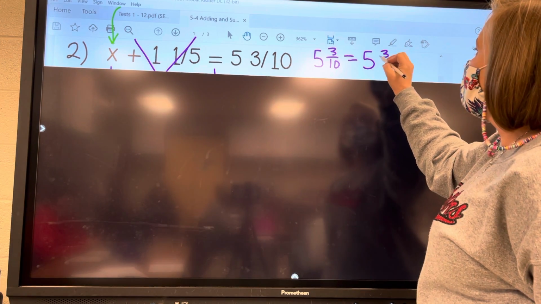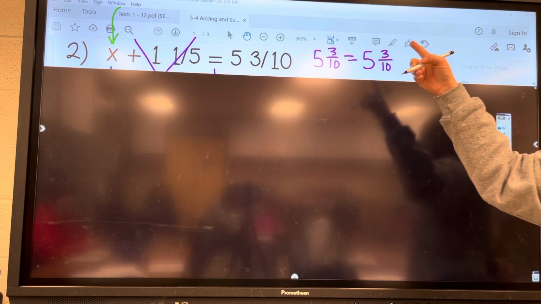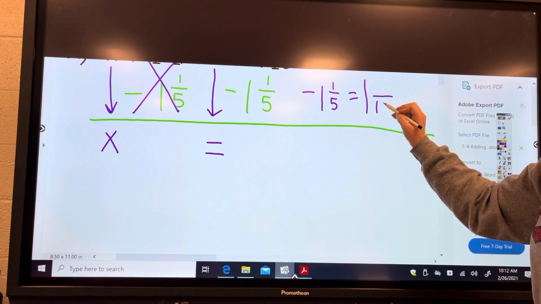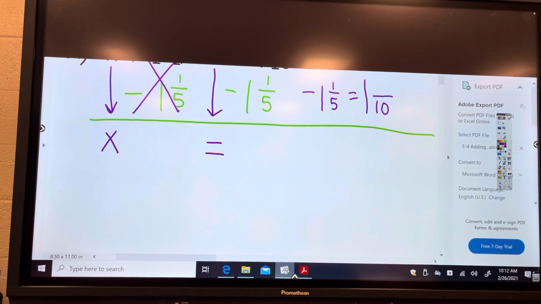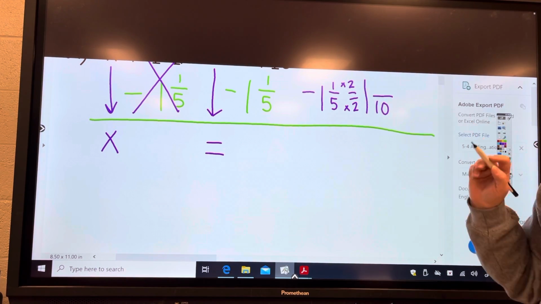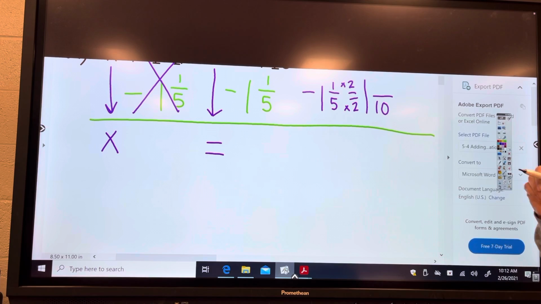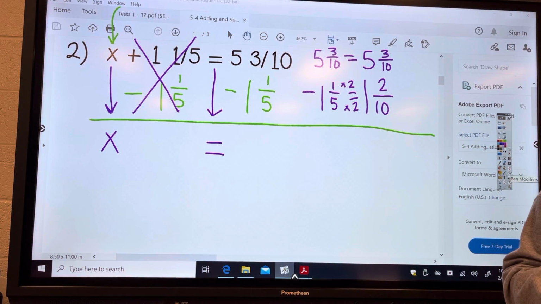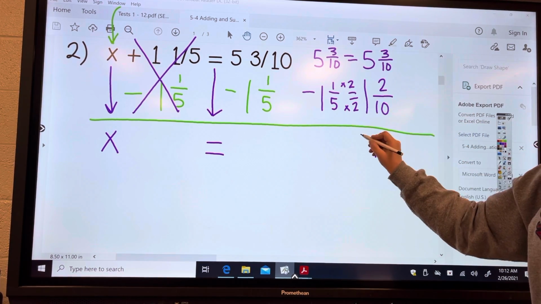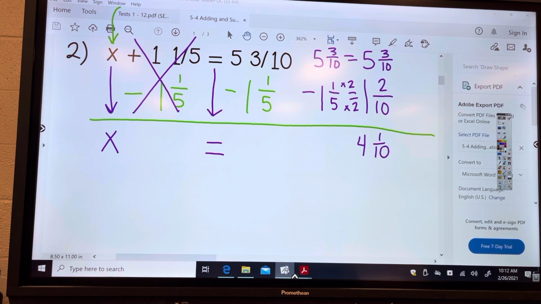Do we have to do anything to 3/10? No, nothing. So I'm going to cover it back up, and I'm going to go to my second fraction. Now, how do I get from 5 to 10? Times 2. If I do it to the bottom, I have to do it to the top. 1 times 2 is 2. Now, can we do our subtraction? Yes. 3 minus 2 is 1. 5 minus 1 is 4. So x equals 4 1/10.